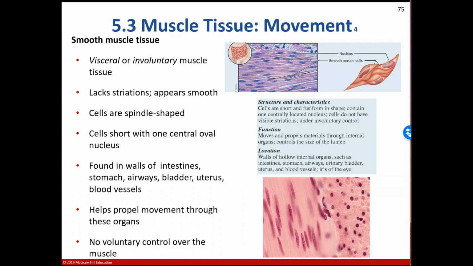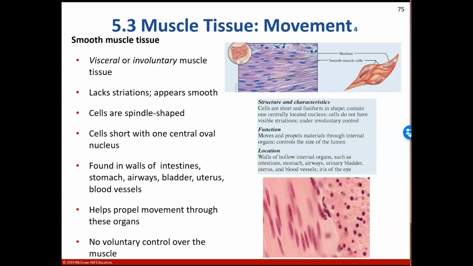This muscle tissue is called smooth because it lacks striations, especially if you look down here. There are no striations present, and it appears nice and smooth. And the cell shape is going to be spindle shaped, meaning it's going to be a little bit fatter or wider in the center, and then will taper out as we move toward the periphery of the cell here. Our cells are going to be short, and they'll have just one nucleus that'll be found in the center of the cell.